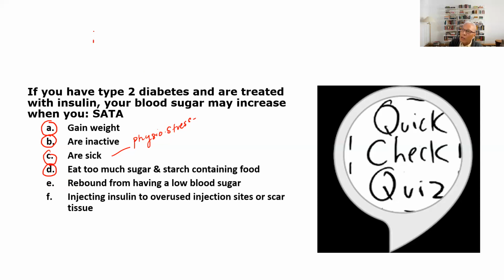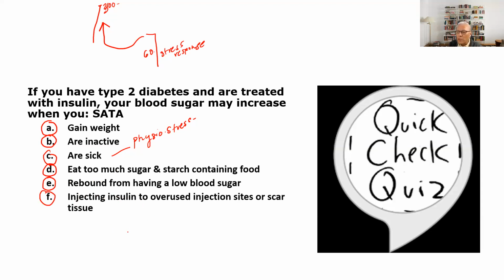And when you're having a low blood sugar, let's say that you had a blood sugar of 60, what's going to happen is, as a compensatory mechanism, your stress response is going to be activated, and therefore it's going to raise your blood sugar up. And that is exactly what this means when you have a rebound from having a low blood sugar. And injecting insulin into overused injection sites or scar tissue, this also is going to be correct.